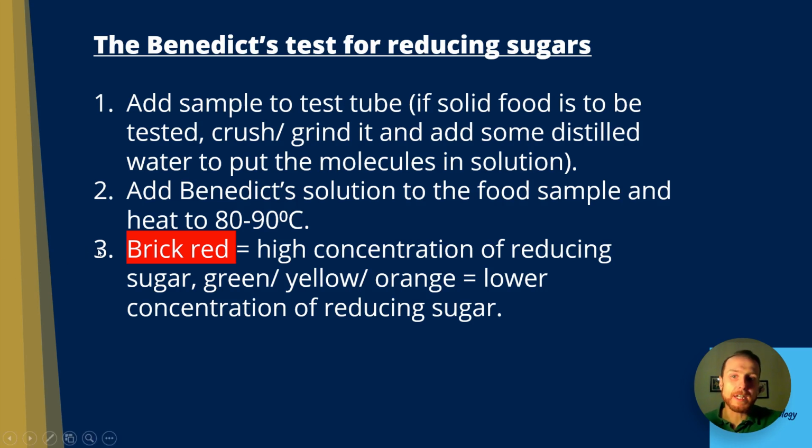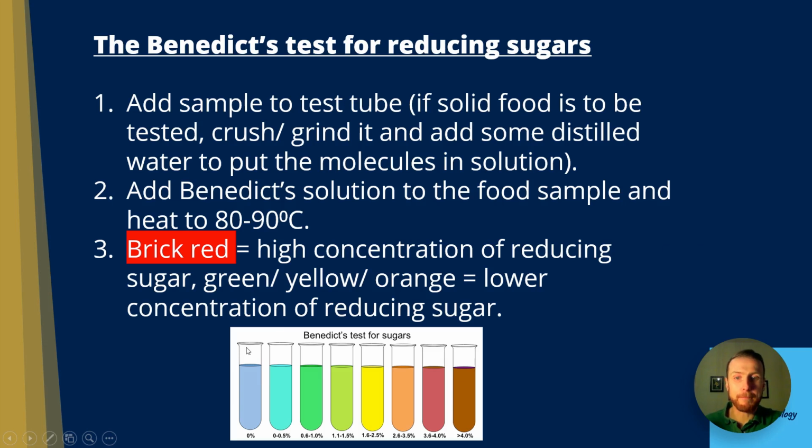If we get a brick red precipitate, remember a precipitate forms where a solid forms from a liquid, that will mean we've got a high concentration of reducing sugar. Green, yellow or orange will be a lower concentration of reducing sugar, still a positive result. Now this is an example of an indication of the Benedict's test, and we can see if there's 0% sugar on the left, it will be blue because that's the colour of the reagent. But the stronger the colour, the more it gets to brick red, the more precipitate is formed and the more reducing sugar is present.